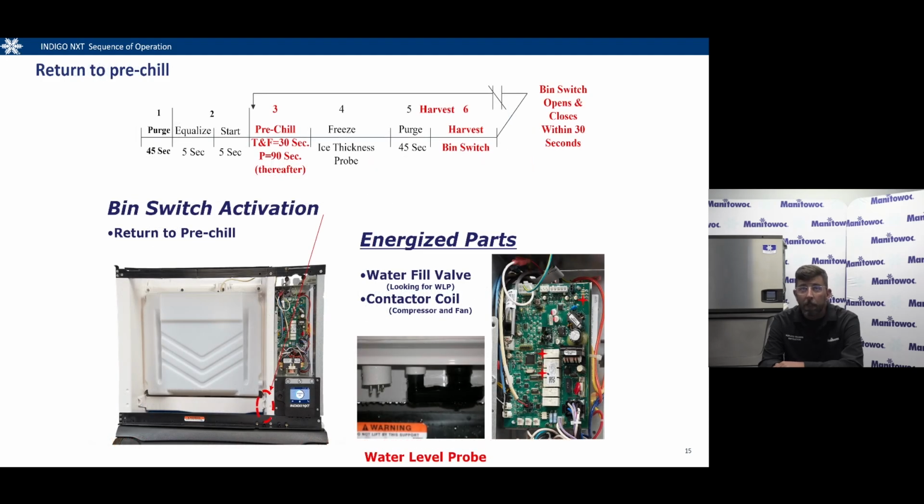But let's assume that we did drop that ice, whether it was at the 1 minute and 1 second mark, or if it was at the 6 minute and 59 second mark. If that curtain switch starts closed, opens, and goes closed again within 30 seconds at any time of the harvest, you're going back to pre-chill. And if you go back to pre-chill, your pre-chill is only 30 seconds long.